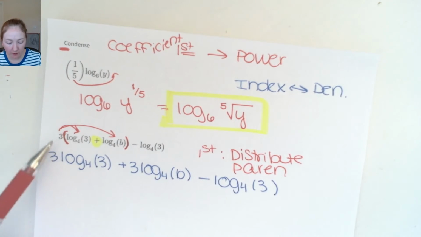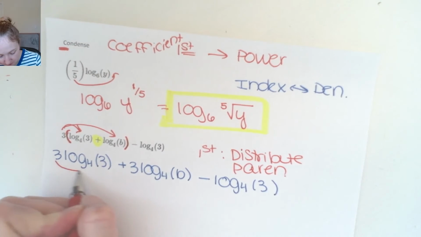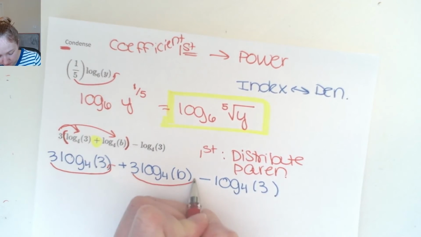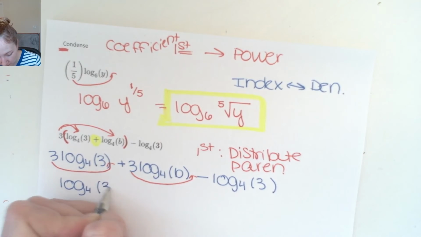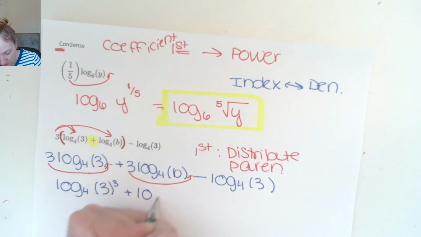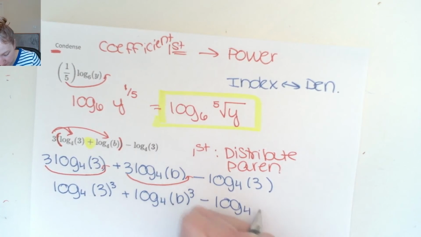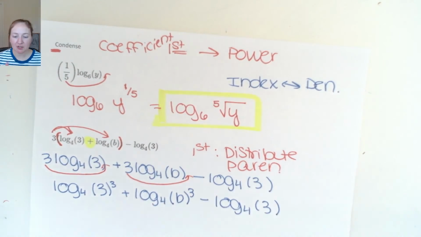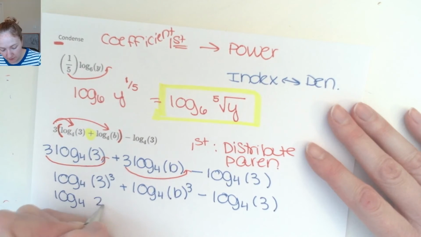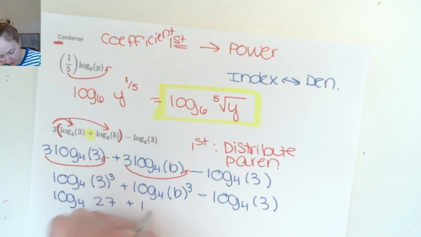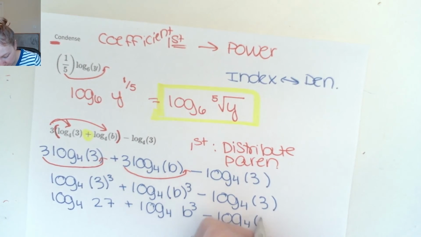And then from there, I would start with my log properties. All right, so I would start off by removing those parentheses and then use my log properties of coefficients becoming powers. So this 3 coefficient can pop up to become a power. So this is log base 4 of 3 to the third plus log base 4 of b to the third minus log base 4 of 3. And then I personally just like to take a minute and actually simplify this a little further. This is log base 4, 3 to the third is 27, and then plus log base 4 of b to the third minus log base 4 of 3.